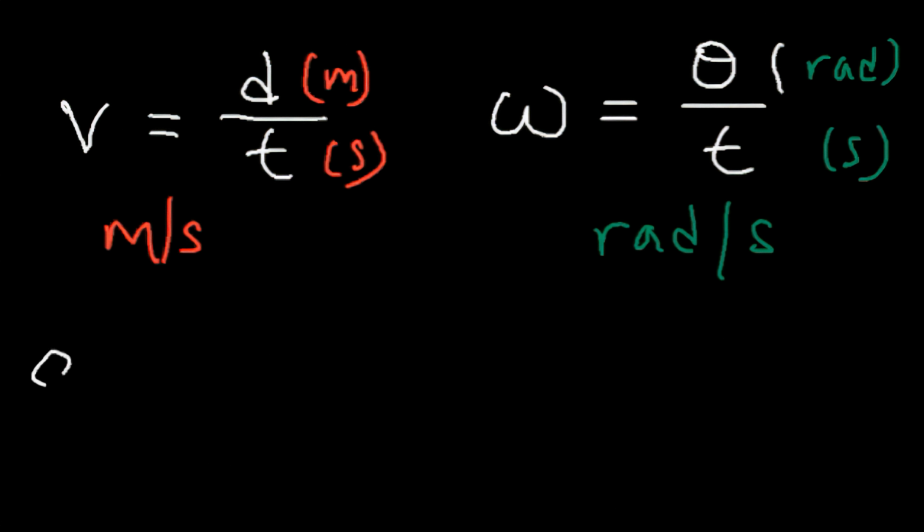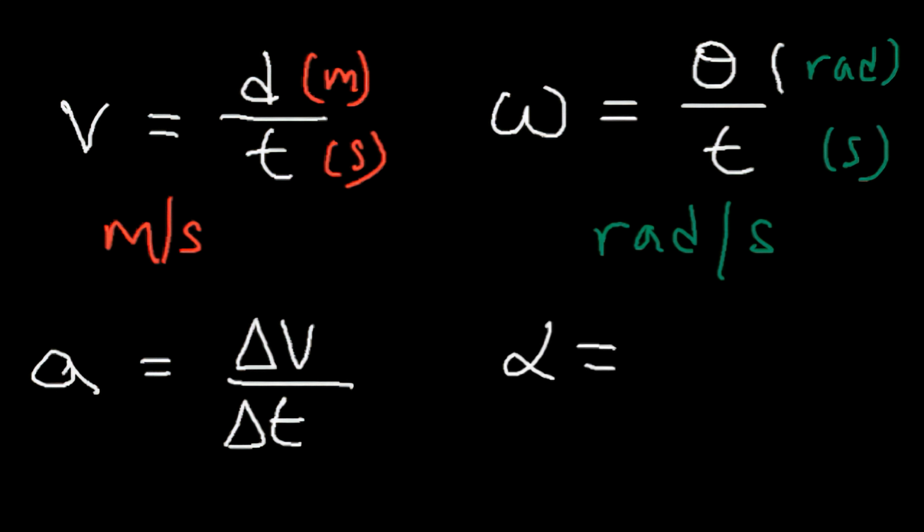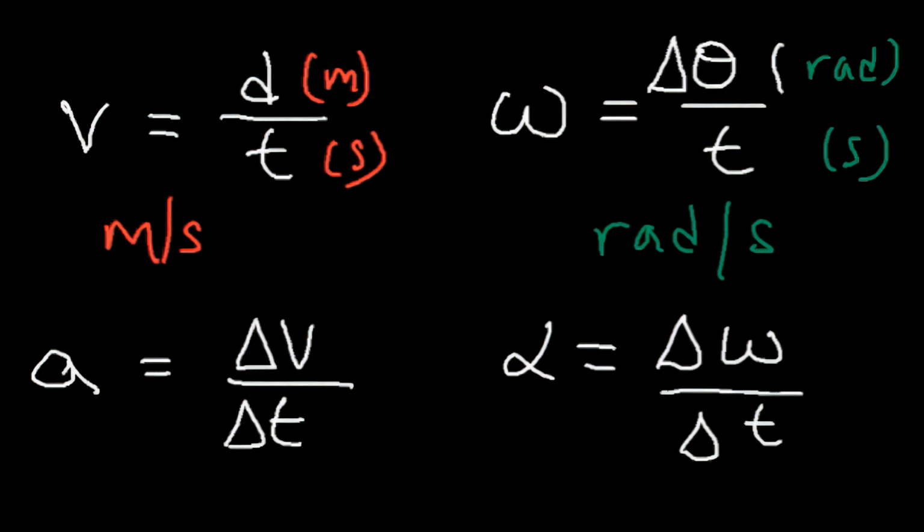Now, acceleration is the rate of change of velocity, or the change in velocity divided by the change in time. Angular acceleration is very similar. It's the rate of change, or the change of angular velocity with respect to time. So you could say it's delta omega over delta t. And really, omega is basically the angular displacement, the change in theta over the change in t. You could describe it that way as well.